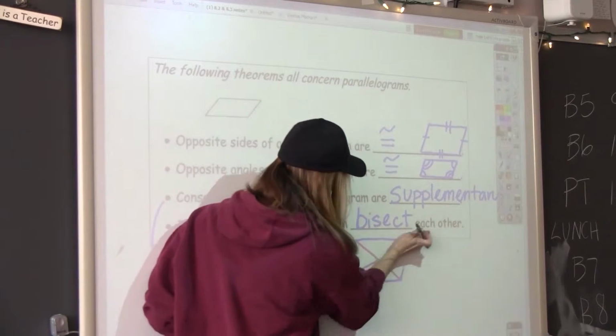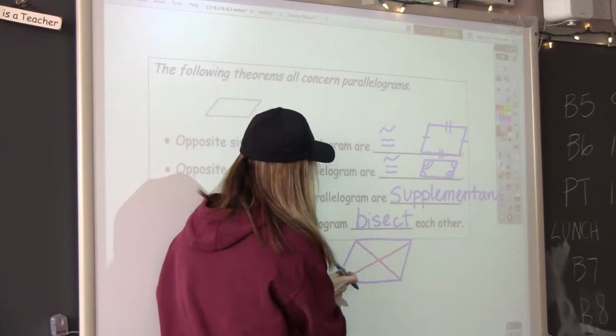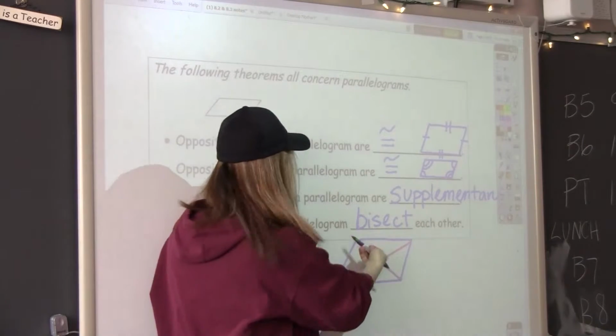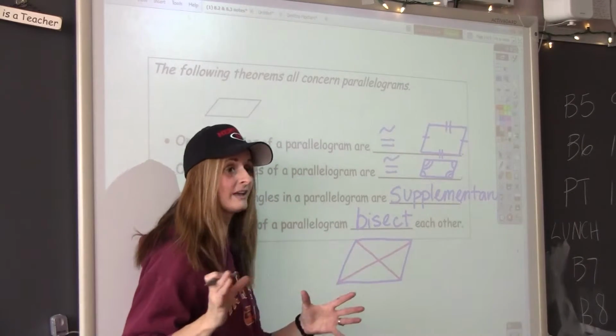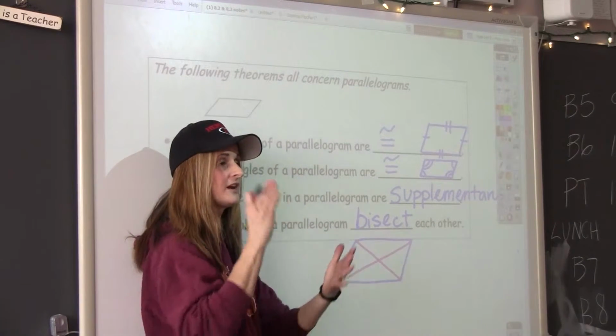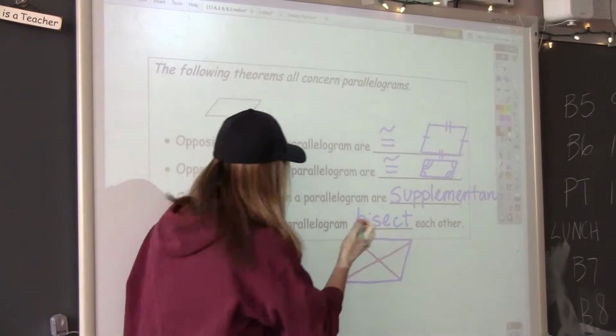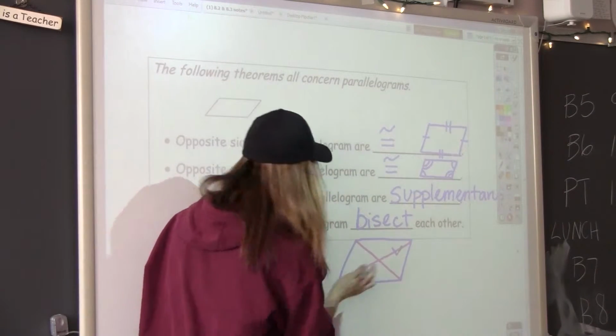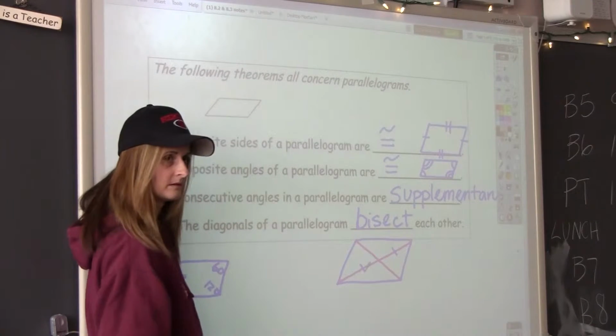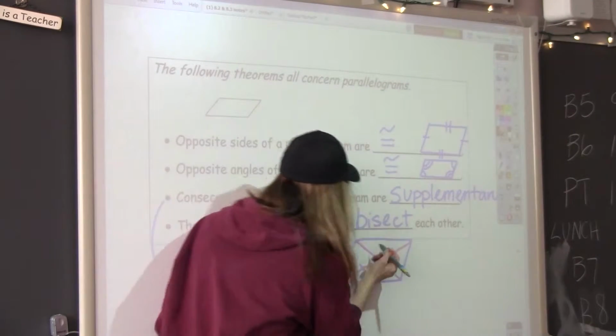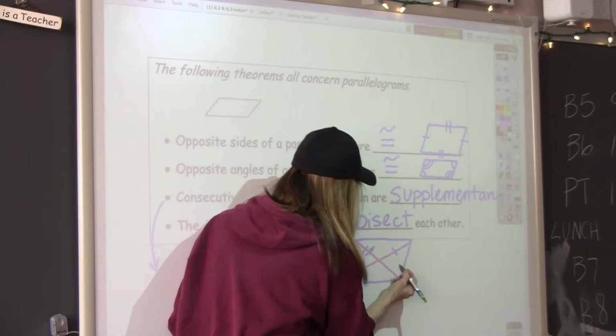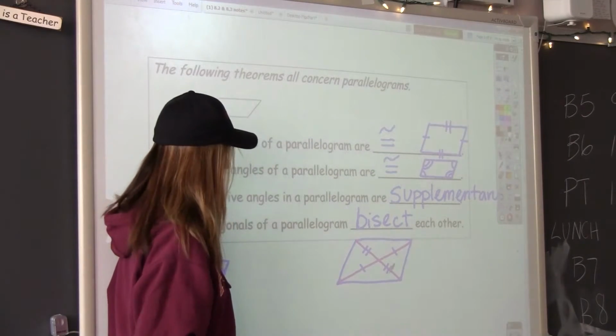So see how this diagonal is a little bit longer than the other diagonal? Those diagonals are not the same length, but they are cutting each other directly in half. So this length is the same measure as that length. And this length is the same measure as that length.